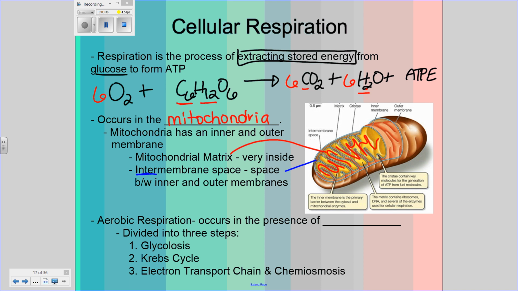Now, aerobic respiration, which is what we're going to be discussing, has to occur in the presence of oxygen. Right over here, you can see it in our formula. It's one of the things that has to go into it to make it happen. Now, it's going to be divided into these 3 steps, and we're going to go ahead and talk about the first one next.